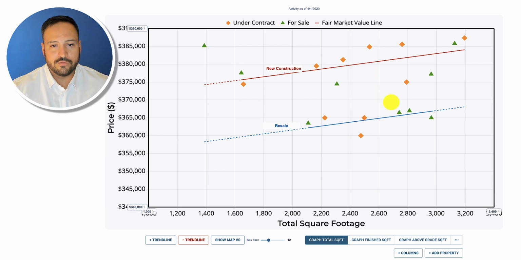So you can see here we have two very distinct trend lines, one that's new construction and one that's resale. If I was to draw a circle, actually all of these homes up top are new construction homes and all the ones below were resale. So how does this affect us and how do we adjust for this?